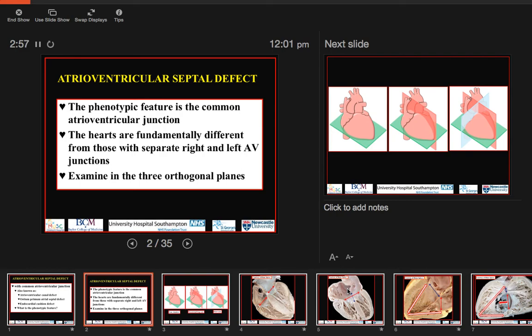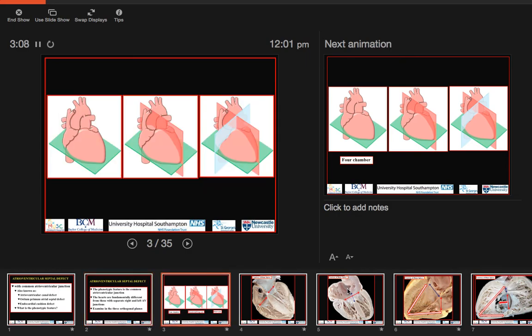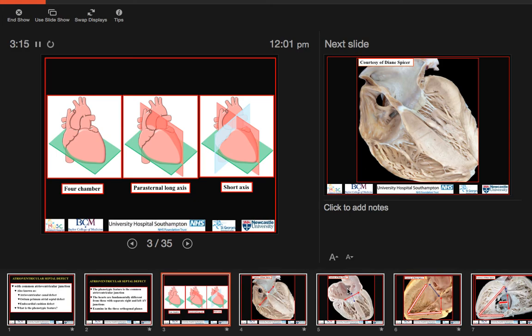So the final part of Dr. Deshpande's presentation to you this morning was to emphasize the three orthogonal planes of the heart. And that's how we analyze these things echocardiographically. And she introduced you to the four-chamber, the long axis, and the short axis cuts through the heart. And if we are to understand the anatomy of atrioventricular septal defects, we need to understand what's going on in all of these planes.